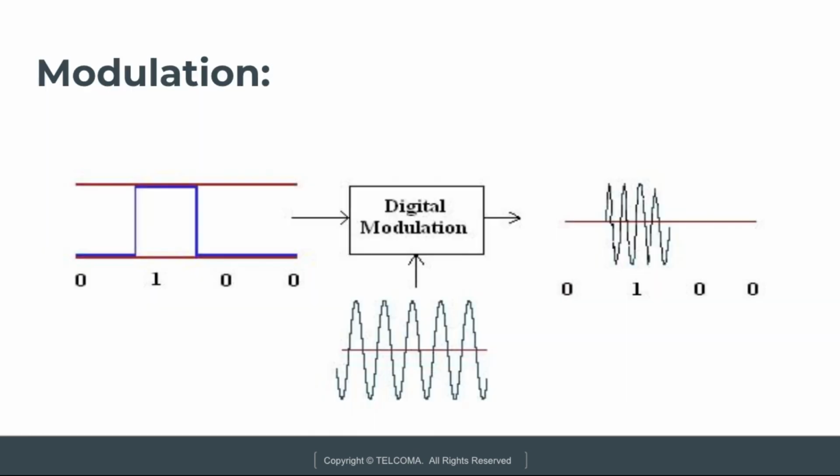So here this is depicting the digital modulation. This is a digital signal which goes to the digital modulator, and this one is a carrier signal of high frequency. They are combined together at this modulator, and this signal will come out as the output.